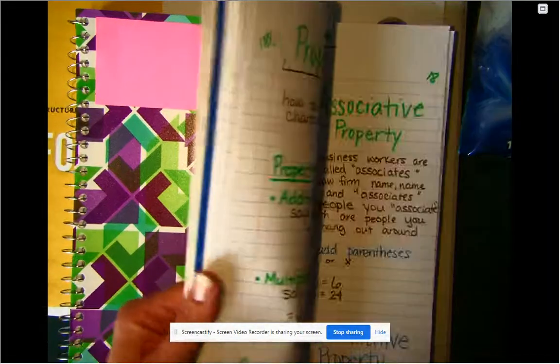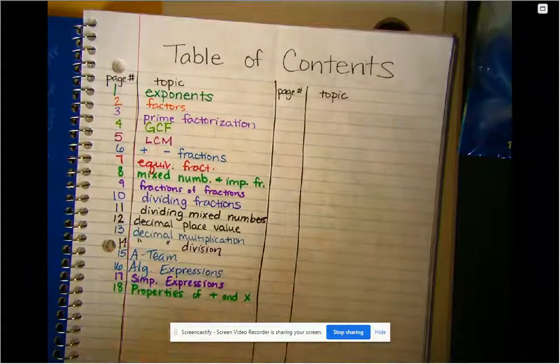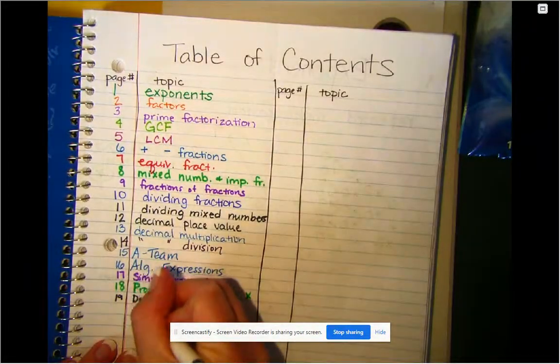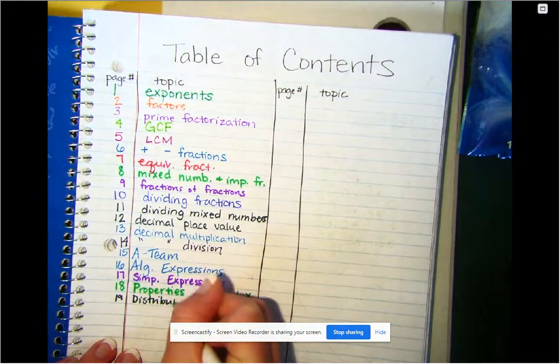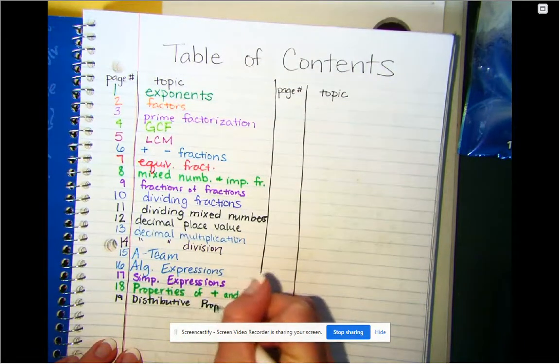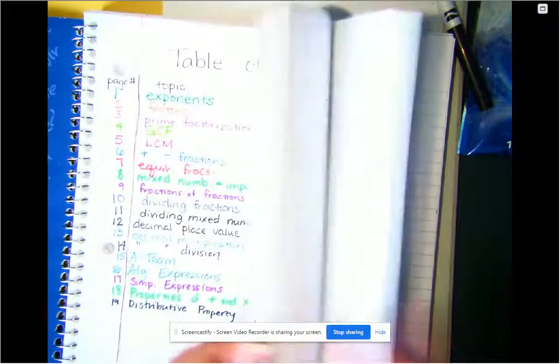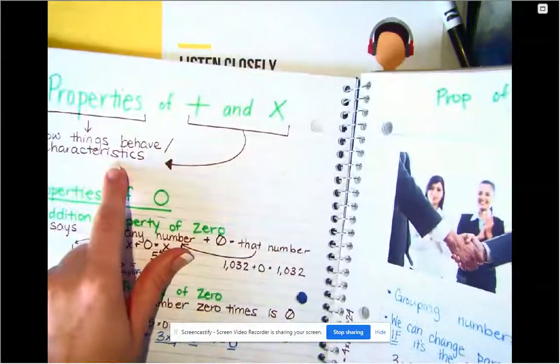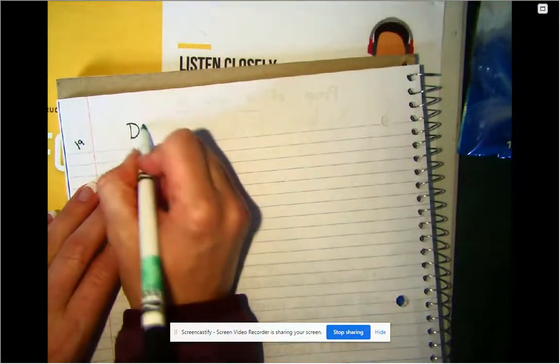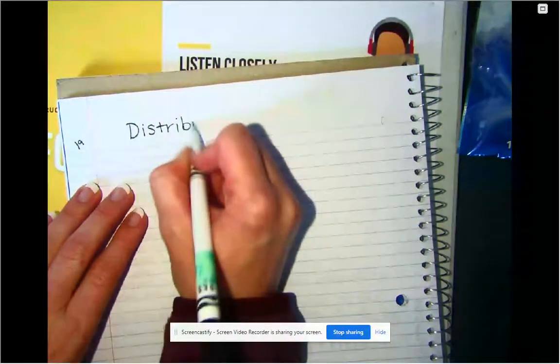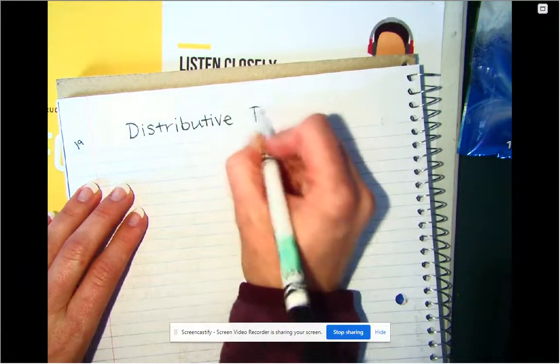Everybody. We are on page 19 today, and we are talking about the distributive property. Just as we talked about yesterday, that properties are how things behave or characteristics, this is the distributive property, and we're going to have 2 days on this. So today we're only going to be writing on the left side. This is part 1.